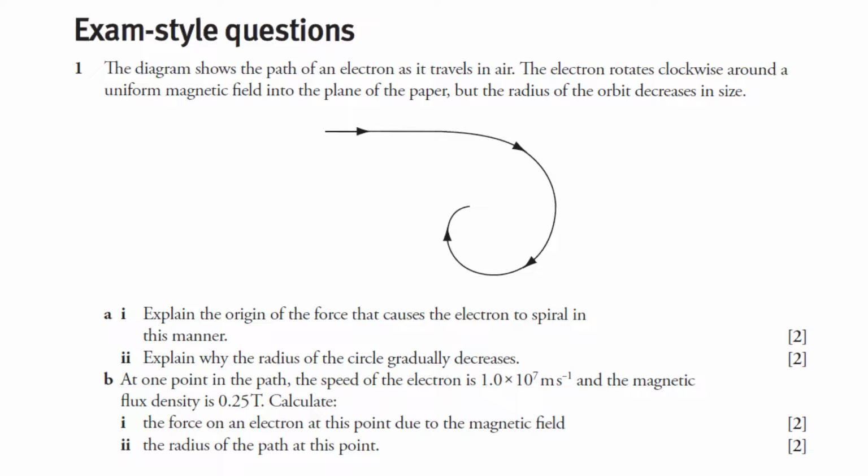Thank you. Number 1. Explain the origin of the force that causes the electron to spiral in this manner. First, the electron is charged. Second, the magnetic field of a moving electron interacts with a uniform magnetic field.